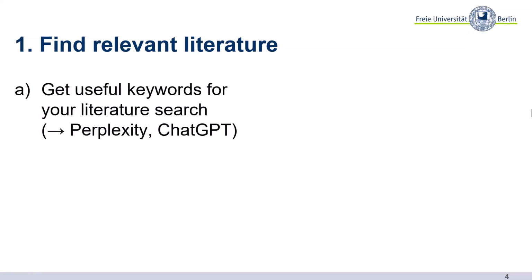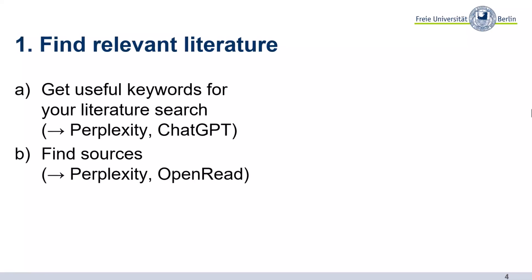Okay, finding relevant literature. You can either use AI to get useful keywords for your literature search. For this, you can use ChatGPT or any other chatbot like Perplexity. Perplexity, by the way, is a very good chatbot, similar in many ways to ChatGPT, but which has, in my opinion, many strengths that at least the free version of ChatGPT, which is version 3.5, doesn't have. And you can also have your chatbot give you sources directly.